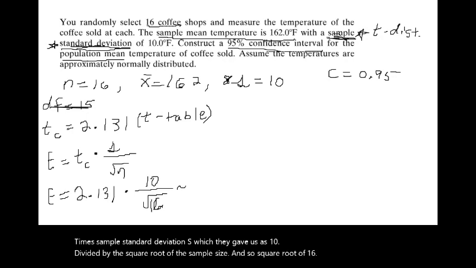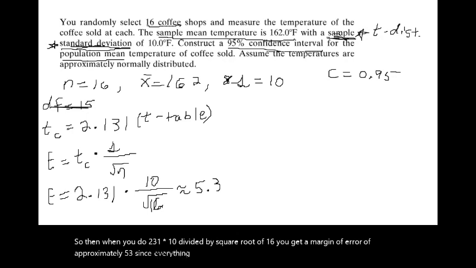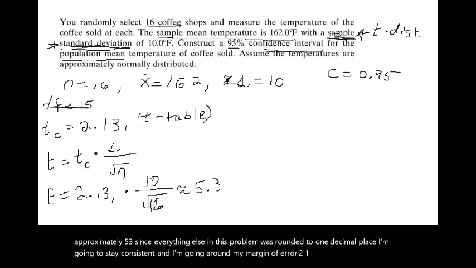So then when you do 2.31 times 10 divided by square root of 16, you get a margin of error of approximately 5.3. Since everything else in this problem was rounded to 1 decimal place, I'm going to stay consistent and round my margin of error to 1 decimal place. So then we're going to construct our confidence interval.